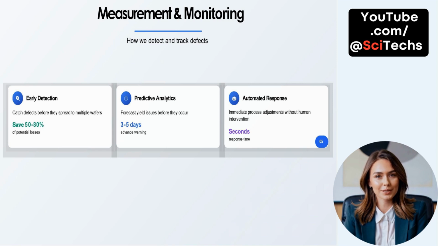Finally, automated response systems take this to the next level. These systems make real-time adjustments to the process without human intervention, responding within seconds.